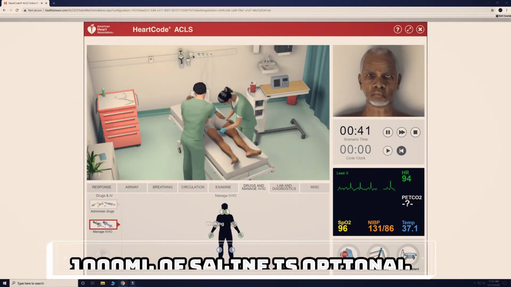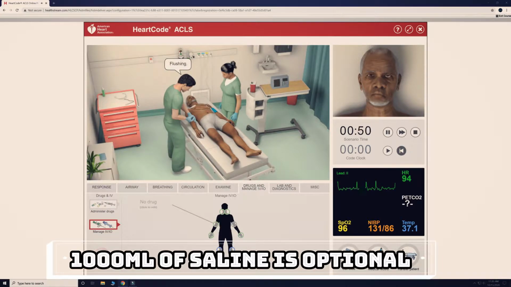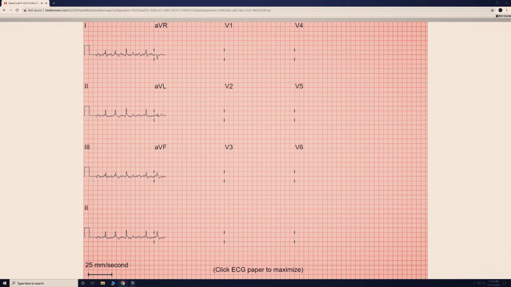So now we will get an IV started and start a bolus of 1 liter of saline and start a slow drip of 75 milliliters an hour of saline. We will confirm our 3-lead AFib interpretation with a 12-lead EKG, which does confirm our initial diagnosis.